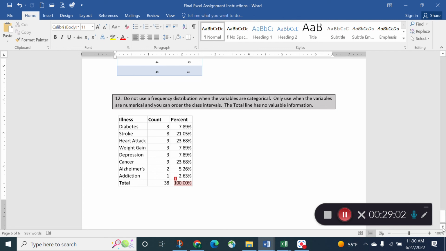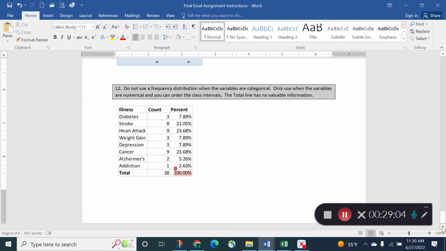So hopefully this document has given you some insight into some good ways to actually present data, summarize data, and then some ways that really have no meaning or are not the best ways to do that.